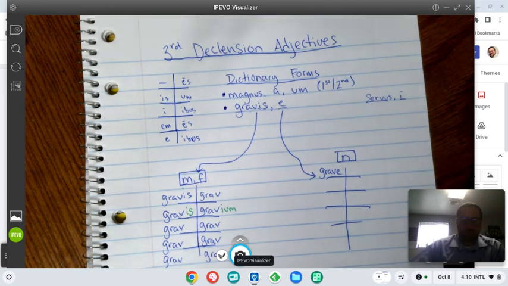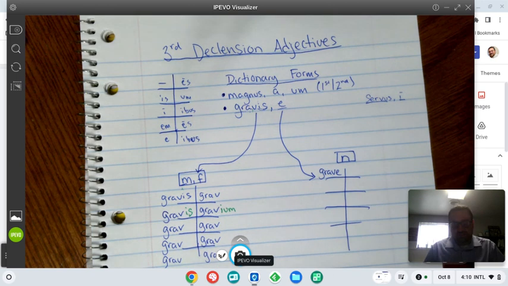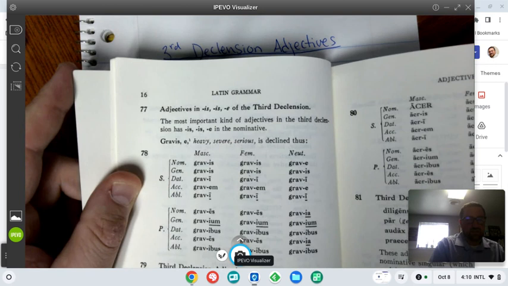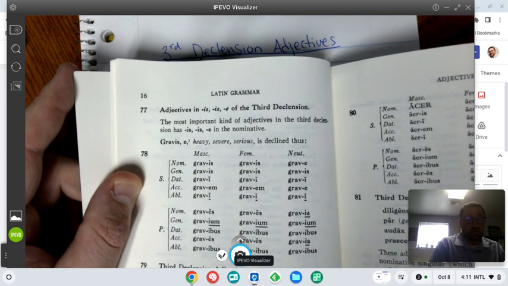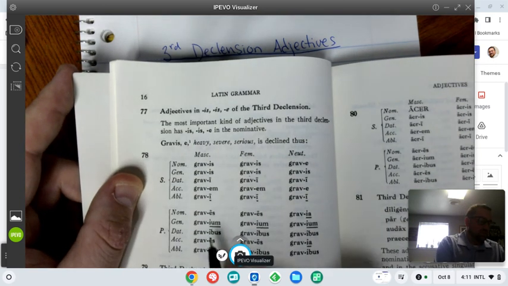And from this, we can go ahead and fill in the rest of our endings. In fact, they're also listed here on page 16. There is the declension of gravis, grave. These are the singulars, these are the plurals.